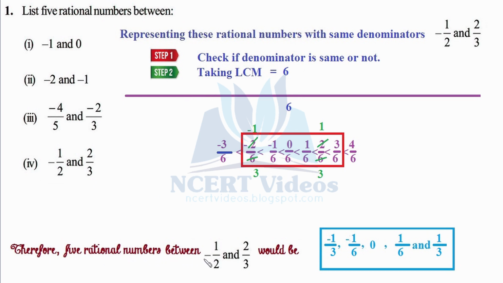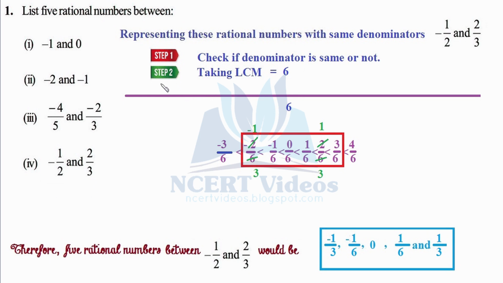So therefore, 5 rational numbers between this minus 1 over 2 and 2 over 3 would be minus 1 over 3, minus 1 over 6, 0 over 6 which is 0. Therefore, we have written 0, and 1 over 6 and 1 over 3. We have eliminated this one. That gives you 5 rational numbers. So this is how you solve such type of questions.